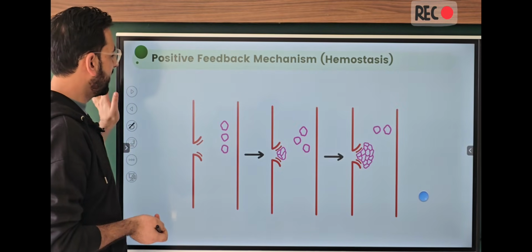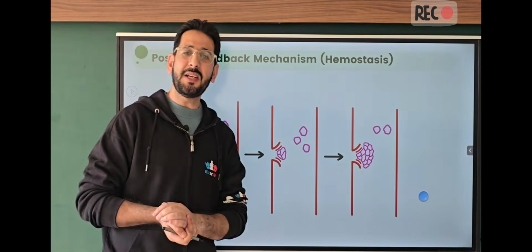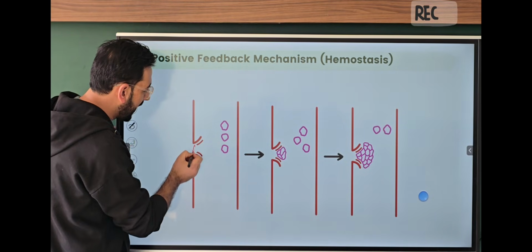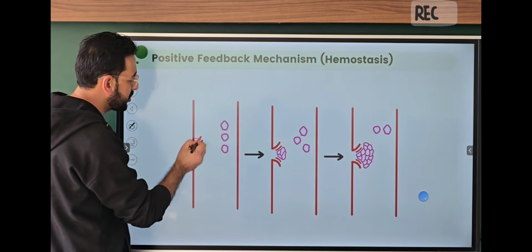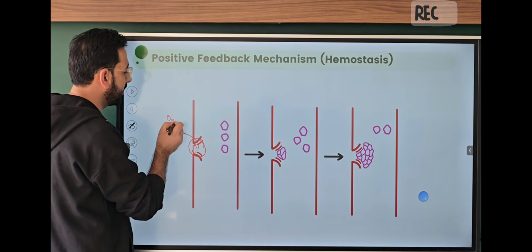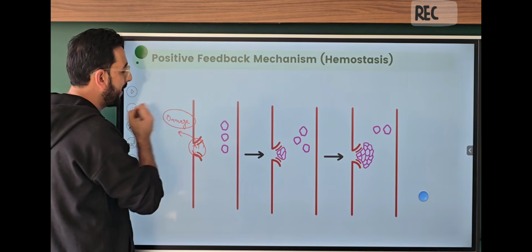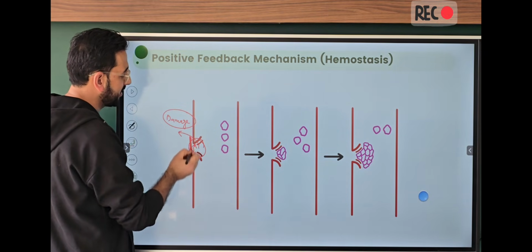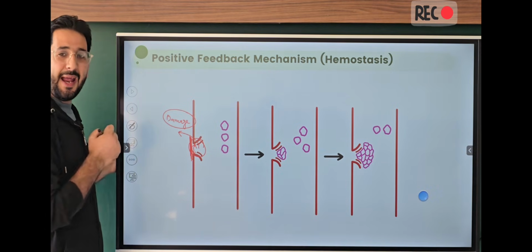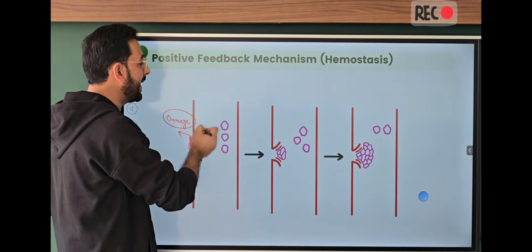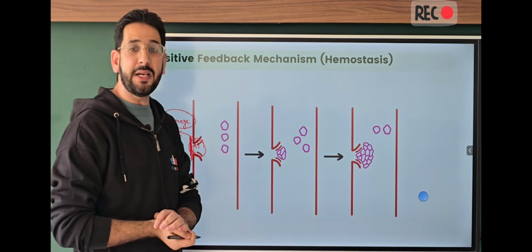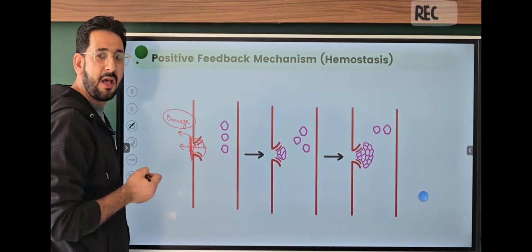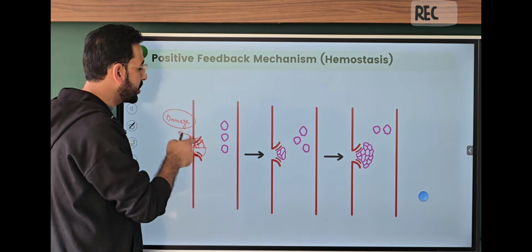Now, for example, there is an injury, and in that injury there is damage to the endothelium. That damage to the endothelium will expose the collagen, the extracellular matrix here, and we have the platelets that have to stop the bleeding there. With the injury to the endothelium, there will definitely be blood loss, and we have to stop the bleeding.